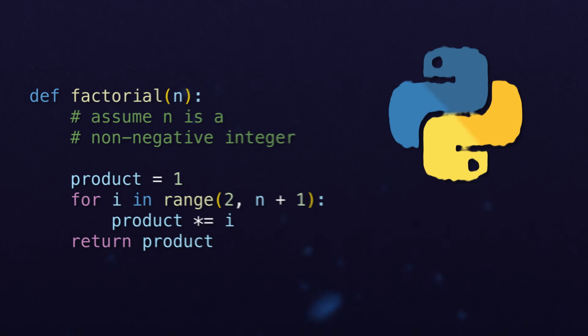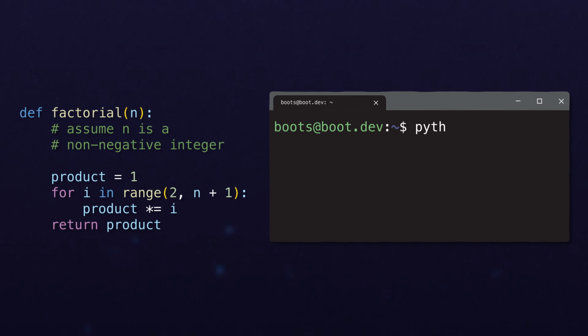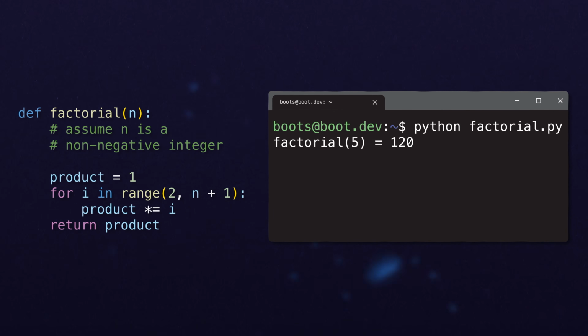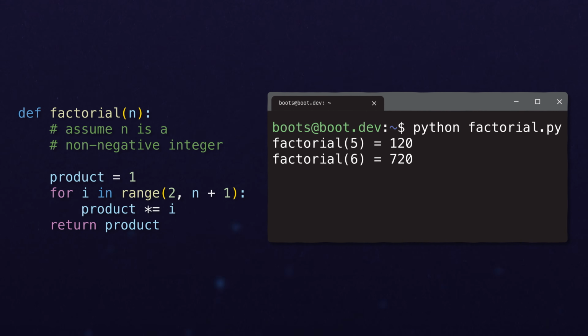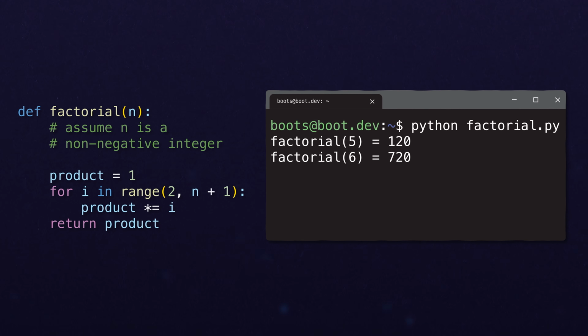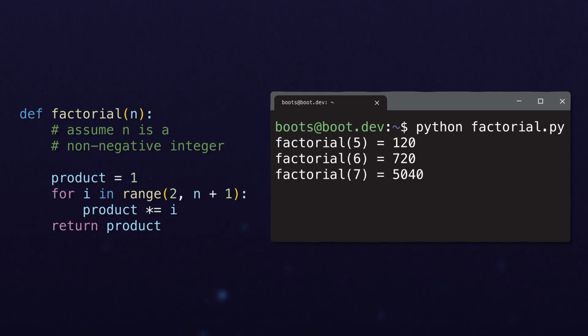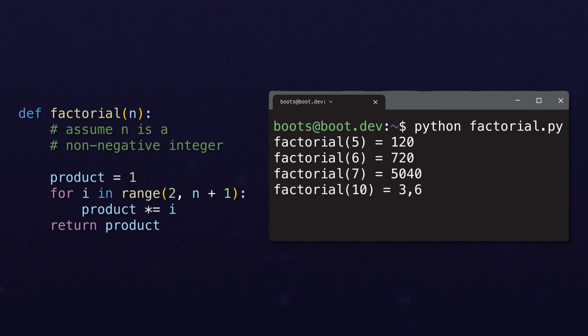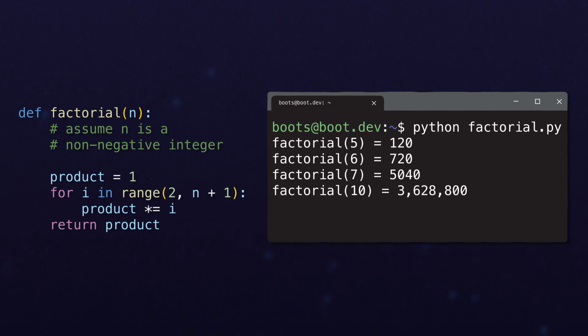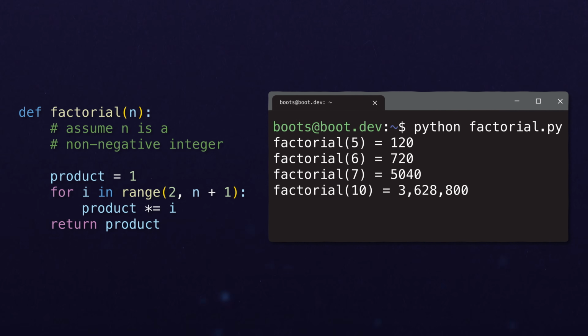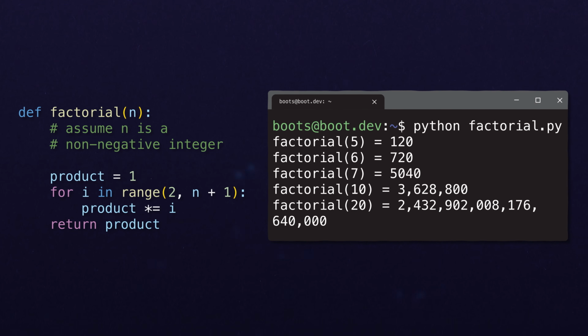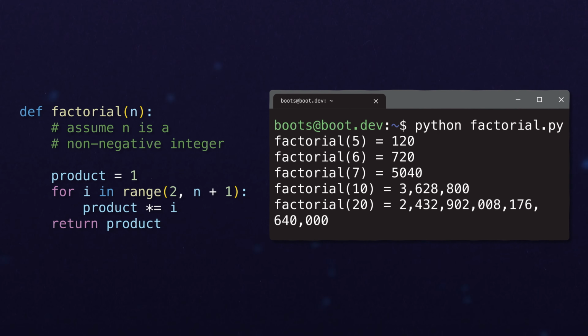Now, let's run our function and see how insanely fast factorials grow as n gets bigger. The factorial of 5 is 120. Factorial of 6 is 720. Remember, it's just 120 times 6 now. Factorial of 7, 5040. Factorial of 10, 3,628,800. And factorial of 20 is, I can't read that.